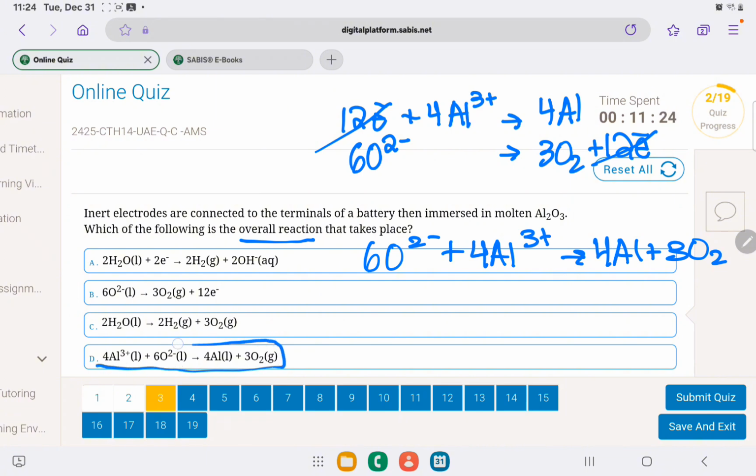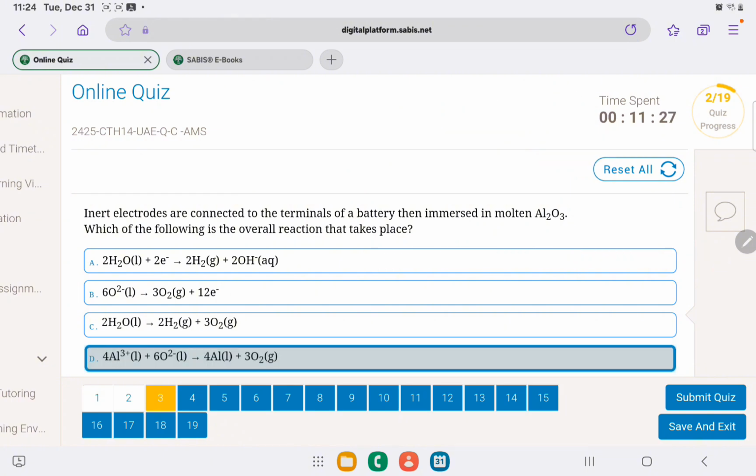It's this one. Yeah. So the last option.